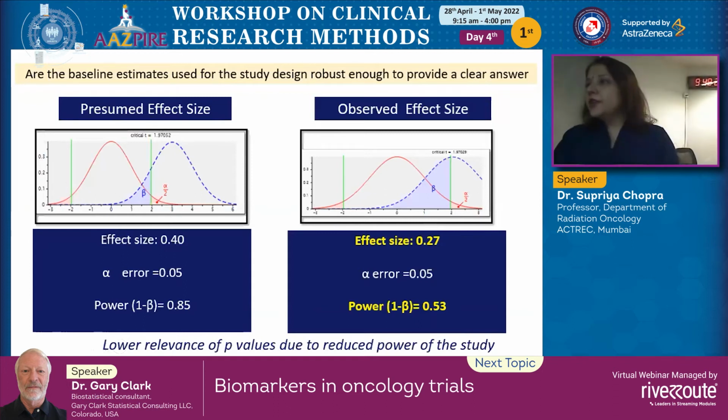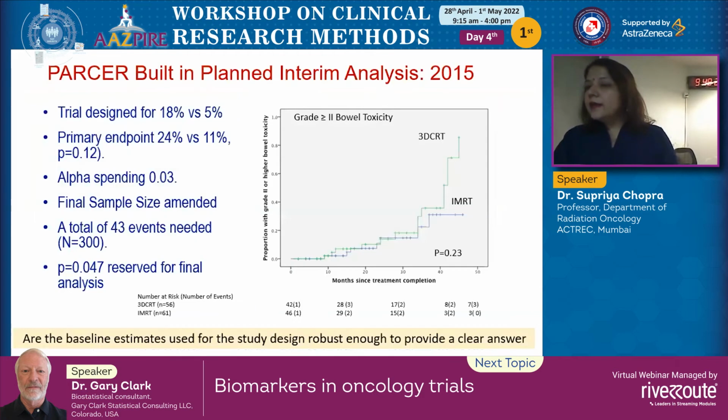So good preparation is very important. What we did in our study, we also did not have estimates. We looked into literature and presumed that there will be, say, 30% difference. We started the trial with 18 and 5%, and then built in an interim analysis to get some estimates of what is the actual difference. And we were also all over the place. What we actually observed was 24 versus 11.